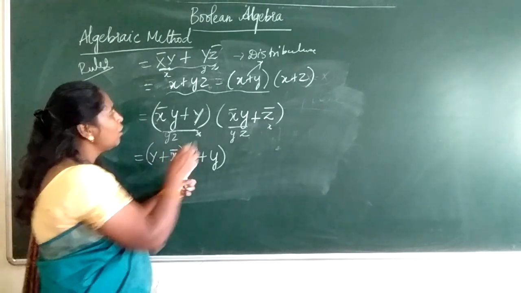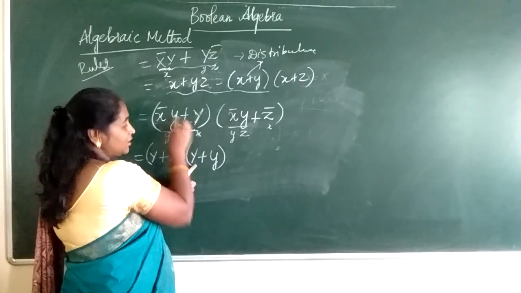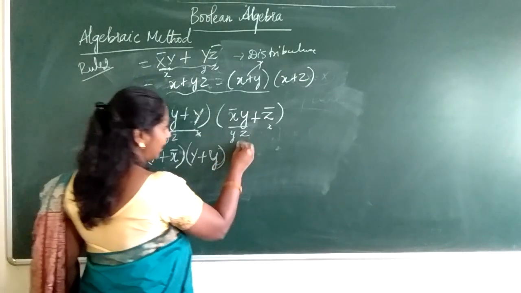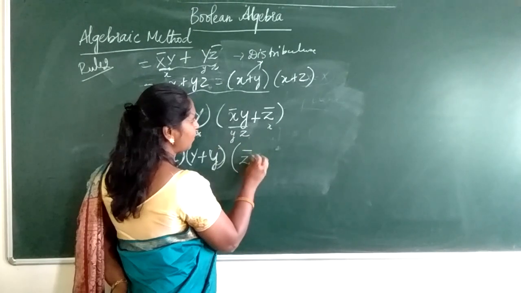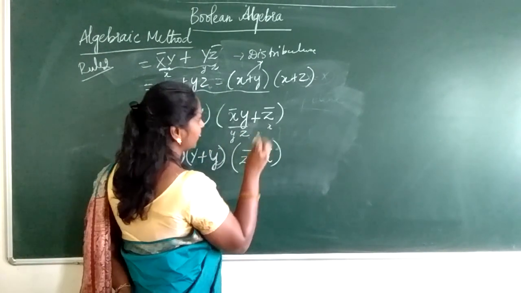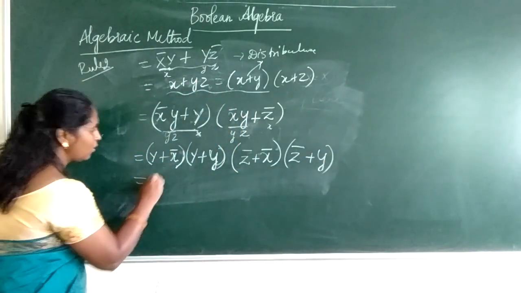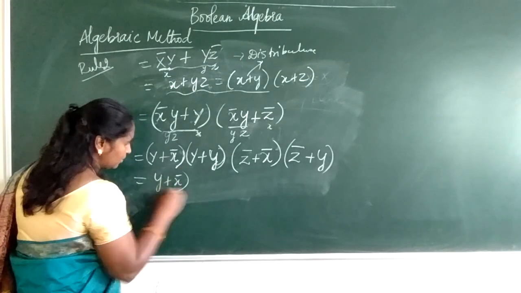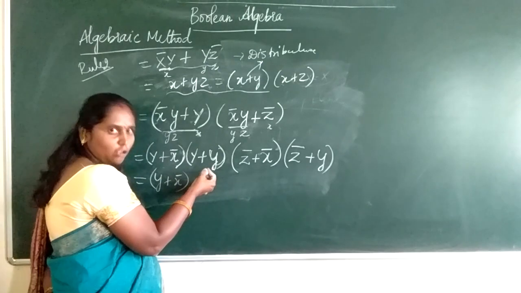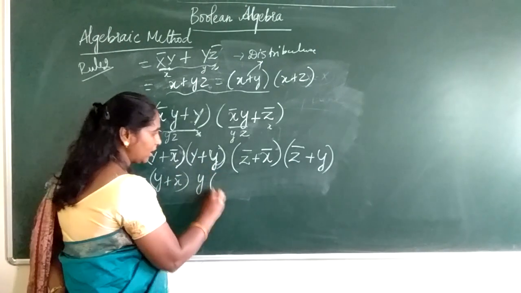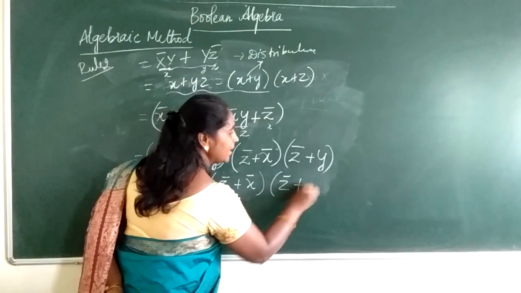X bar into x, this is x as it is. What is my y here, and what is my z here, it is y. So one thing we have finished. Again you multiply, what you got here is z bar, x, and then x bar into z bar, and y. So now y plus x bar. This is according to the idempotent law, a variable combined with itself using AND or OR gets the same variable, y. Next z bar plus x bar. Next z bar plus y.